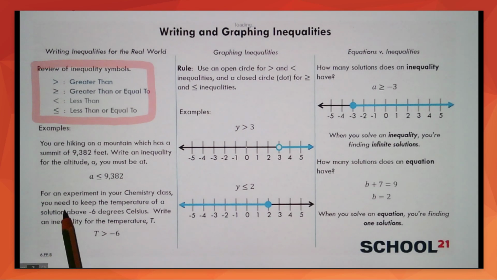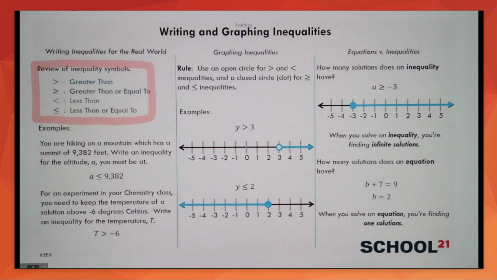Okay, a second example would be a chemistry experiment in chemistry class. You need to keep the temperature of a solution above -6 degrees Celsius. Write an inequality for the temperature, which is capital T. What they're saying is that in order for you to do this experiment, you have to keep the temperature above -6 degrees. It can't be -6, and it can't be -7, -8, -9. It has to be higher than that. It has to be above -6.